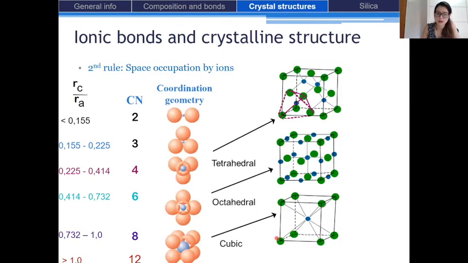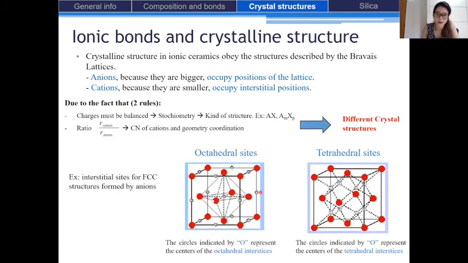So, let's go back to this table. In this case, we found that the coordination number is 6, so we need to find the octahedral interstices. Here you have the representation of the position of the octahedral interstices. But we also have, in this FCC structure formed by anions, the tetrahedral sites represented right here. If you compare the octahedral sites and tetrahedral sites, of course, they are distinct.